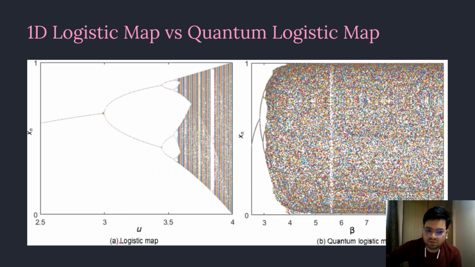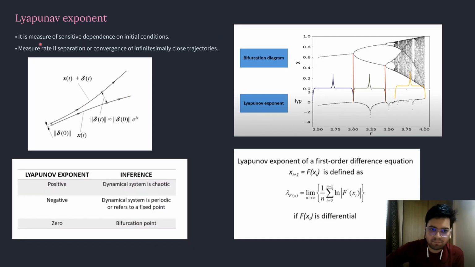This is the difference between using the logistic map and the quantum logistic map. Here we can see we are getting the unpredictability after 3.5, but we can see that the unpredictability increases in the quantum world. Lyapunov exponent is a measure of sensitive dependence on initial conditions. From this diagram, we can understand that initially the separation was well known, and after some distance, we can measure the rate of separation or the convergence of infinitesimally close trajectories by using this expression: delta t equals delta naught e power lambda t. This explains that the separation rate is exponential.